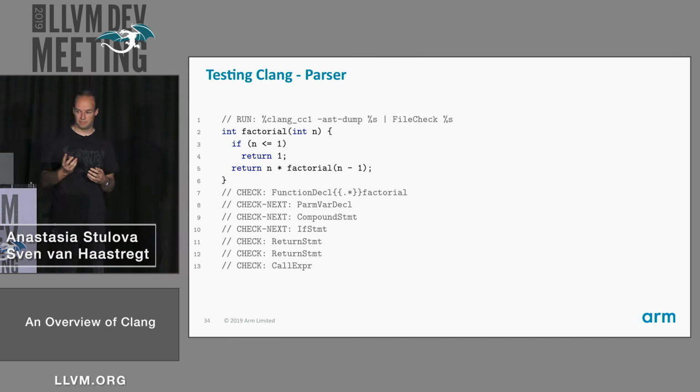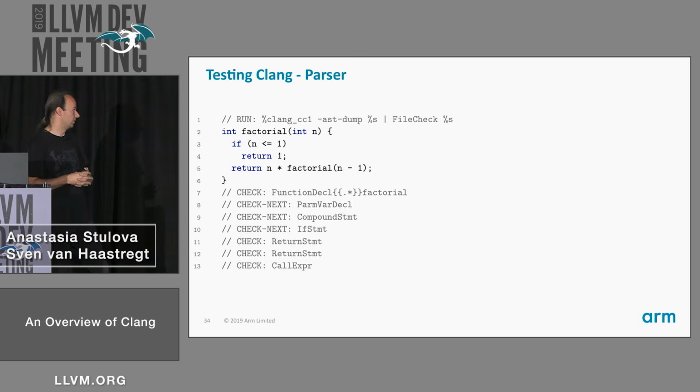So, for example, for this input program, we want to make sure that there's a FunctionDecl with the name factorial, and then the next one should be a ParmVarDecl to make sure that the parameter is also dumped into the AST, that we have a corresponding AST node for that. Then we want to make sure there's a compound statement, an if statement, two return statements, and so on.